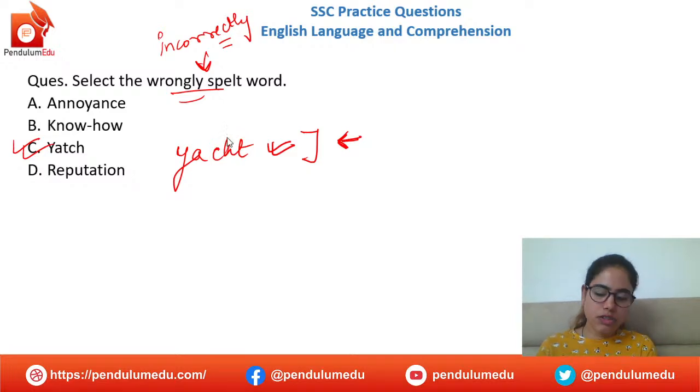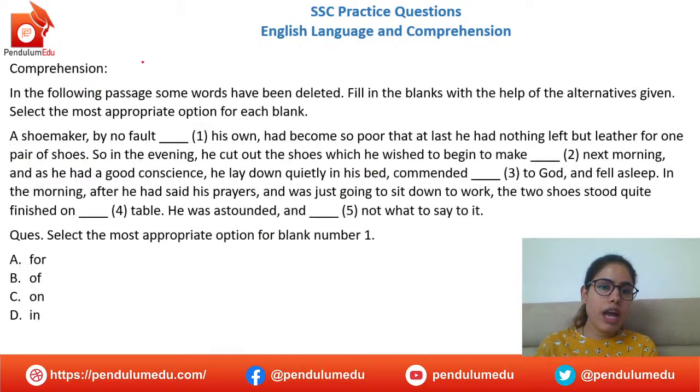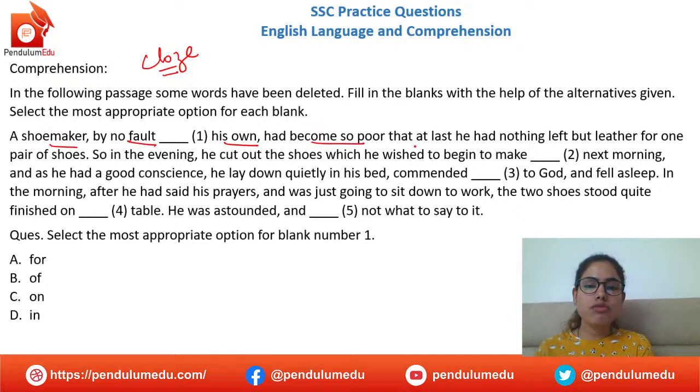Okay, next one, let's go ahead. We have a cloze passage for you guys. Quickly. A shoemaker by no fault blank his own had become so poor that at last he had nothing left but leather for one pair of shoes. A shoemaker by no fault blank his own. For, of, on, in. Tell me. Blank his own, on your own, as we say. So what will that be?